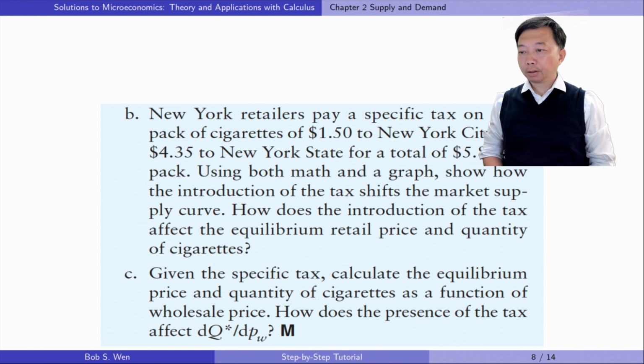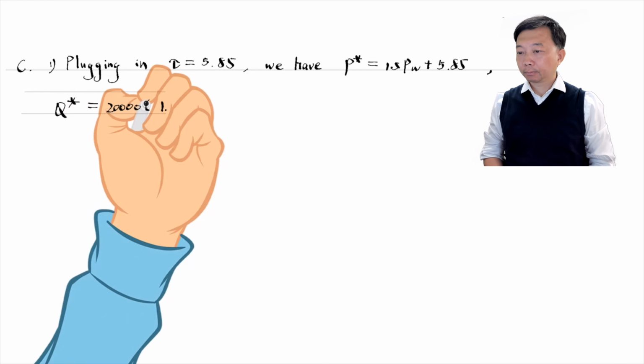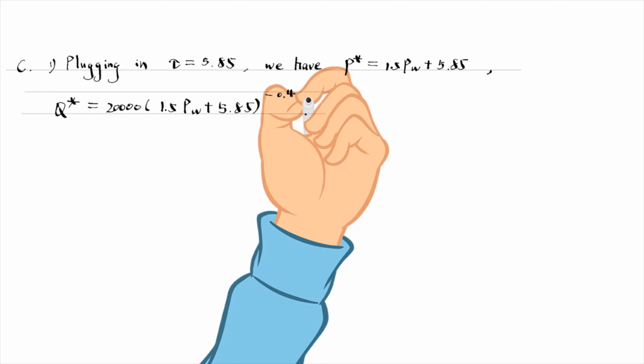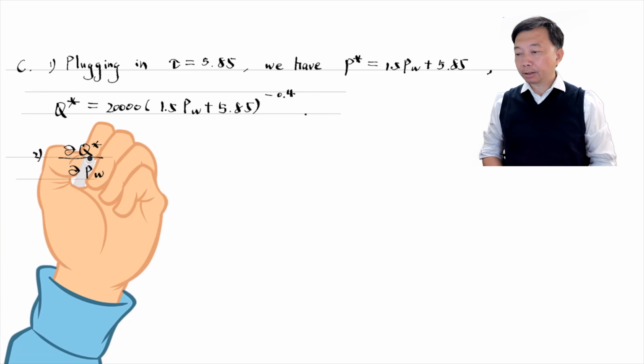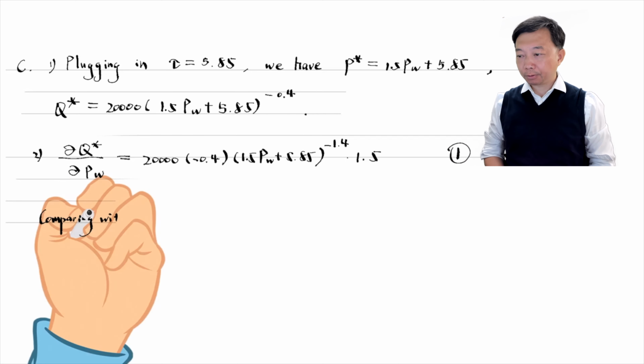In Part C, given the specific tax, calculate the equilibrium price and quantity of cigarettes as a function of wholesale price. How does the presence of the tax affect dQ star over dPW? In the first step, we plug in the tax value and calculate the equilibrium price and quantity. In the second step, we take the derivative of the equilibrium retail quantity with respect to the wholesale price and compare it with the one without tax.